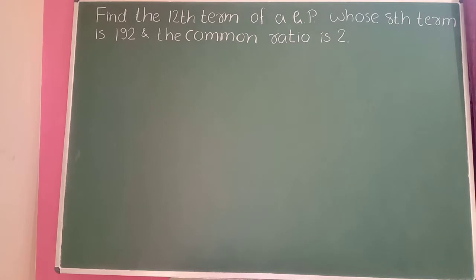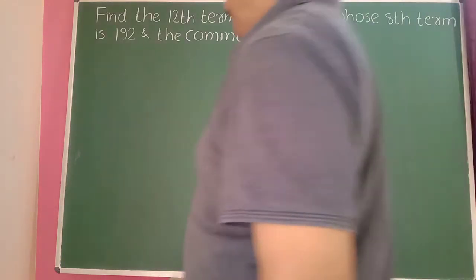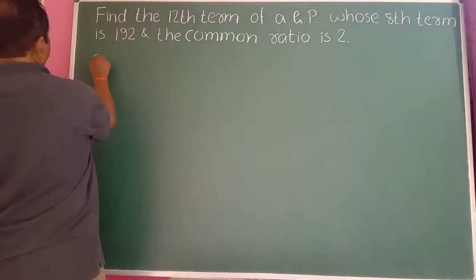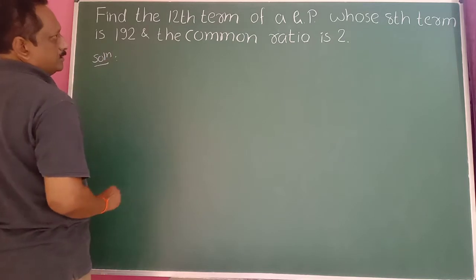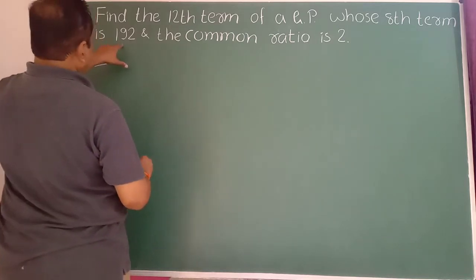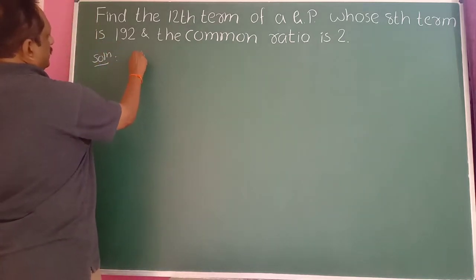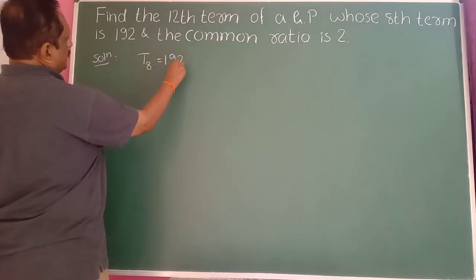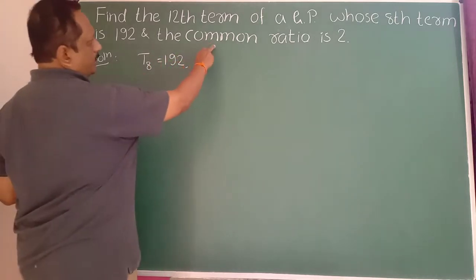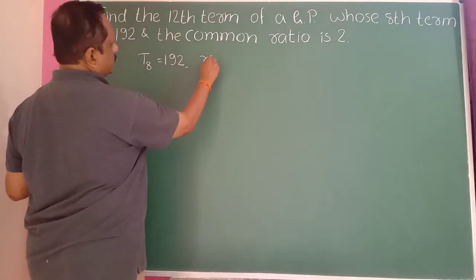Find the 12th term of a GP whose 8th term is 192 and the common ratio is 2. Therefore, very simple solution here. So the 8th term is 192. T8 is equal to 192 and the common ratio is 2, so r is equal to 2.